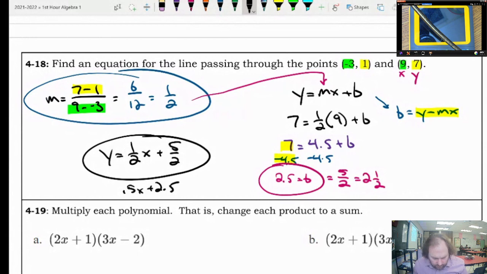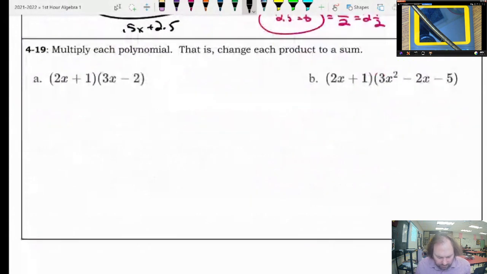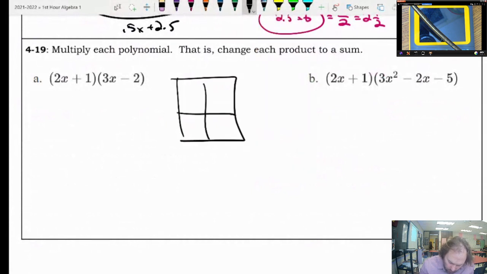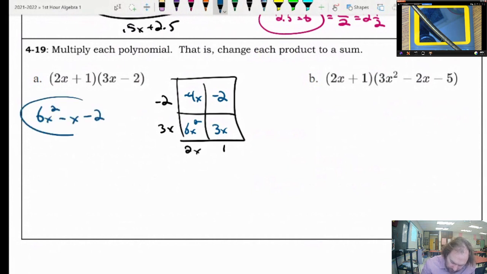Time-wise, we're at 8 minutes, so let's go ahead and multiply the polynomials and be done with this homework answer guide. You can multiply this using a generic rectangle, and I highly recommend you do this if you are still working on this. Keep using the generic rectangle as long as you need to. You'll have a 6x squared, a negative 4x, a 3x, and a negative 2. And this gives you 6x squared minus x minus 2, and that is the answer to that question.